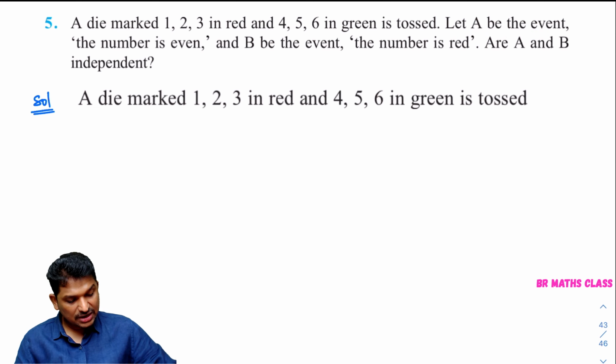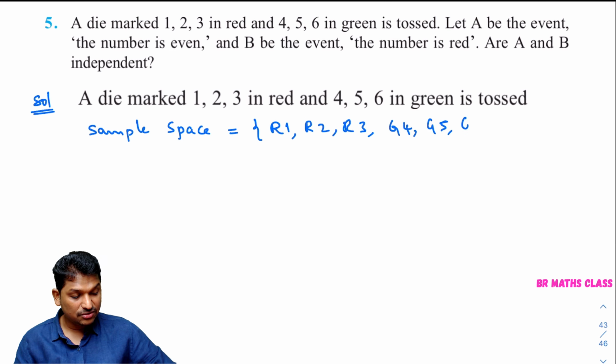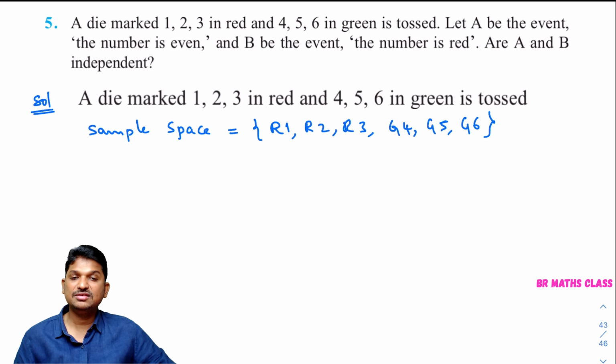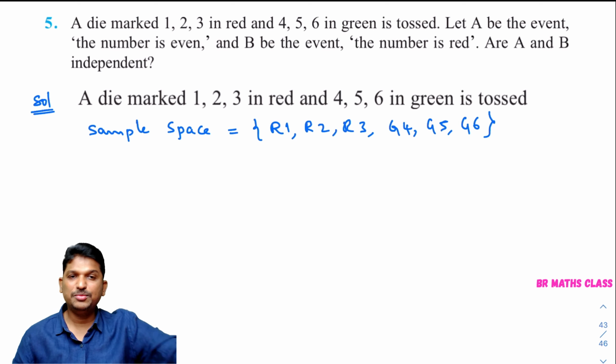So I'll write the sample space for this. How many outcomes will be there? A die is rolled. In that die, 1, 2, 3 are in red color and 4, 5, 6 are in green color. So what you will get is red 1, red 2, red 3, green 4, green 5, green 6. This is the sample space we get when a die is rolled. This is an easy random experiment.